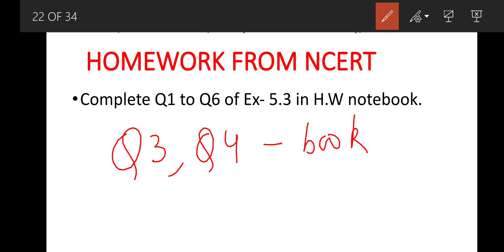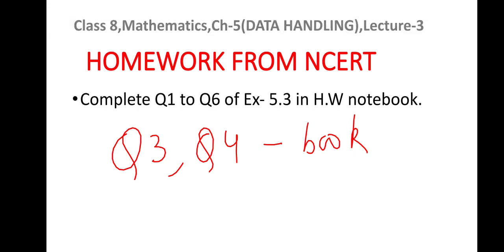Next, we have learnt about event. What is an event? Each outcome of an experiment or collection of outcomes is called an event. Then we have learnt about equally likely outcomes and favorable outcomes. So now your homework is to complete question number 3 and question number 4 in the book of exercise 5.3. The rest of the questions are to be done in your homework notebook.